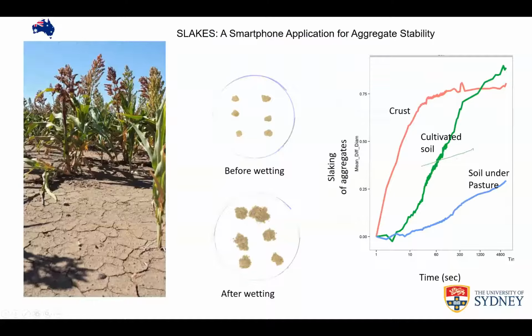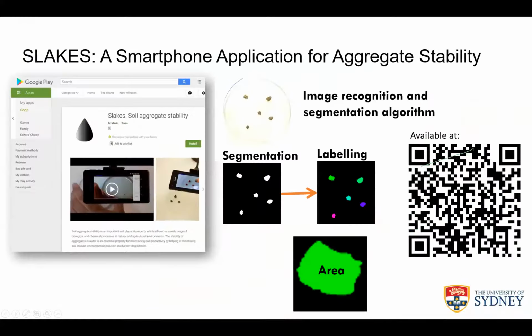So there's a smartphone application. We make this into an app. Initially this was done with a digital camera, but now you can do it on the phone. This is an app that you can download. It's based on image recognition. That means that you put the aggregate in, and then it does a segmentation of the image, labels it, and calculates the area of each aggregate as a function of time when the water starts slaking.